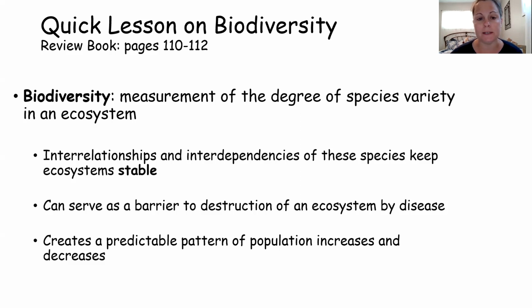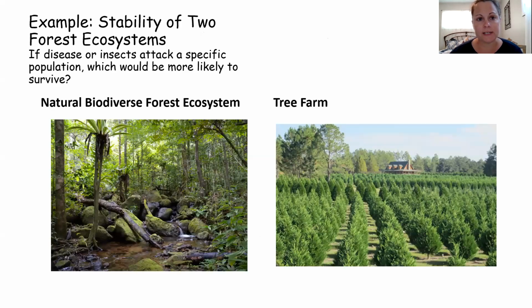So here's an example of two ecosystems, and I want you to think about which would be more stable if a disease or an insect were to attack one population within each of these ecosystems. Which would be more likely to survive? On the left, you have a naturally biodiverse forest ecosystem. And on the right, you have what's called a tree farm, where it's just one type of species or one population.